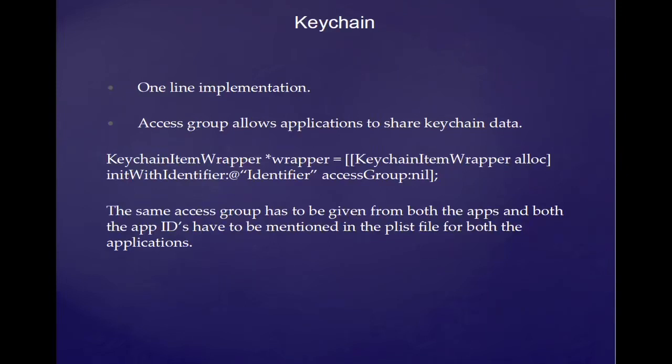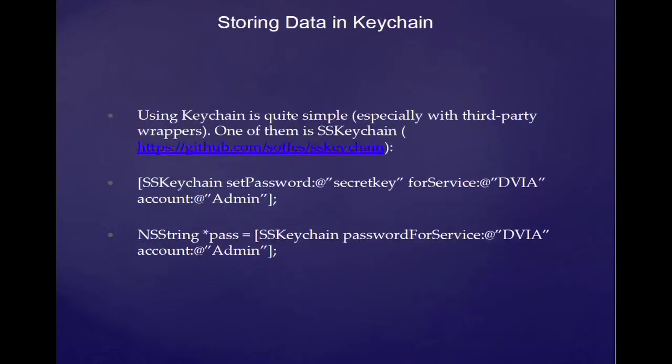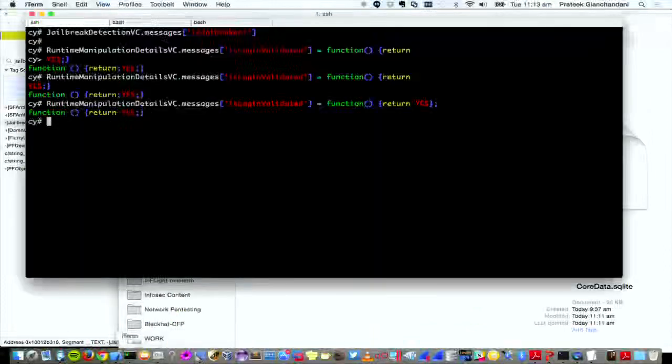Now what this utility Keychain Dumper does is that it uses an access group with an asterisk sign, which means all. Usually Apple will not accept this kind of code in applications, but you can run this code on a jailbroken device, and that is what Keychain Dumper does to dump information from the keychain. So we'll just have a quick look at Keychain Dumper.